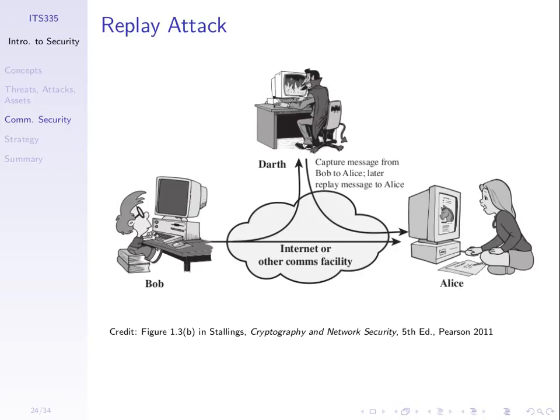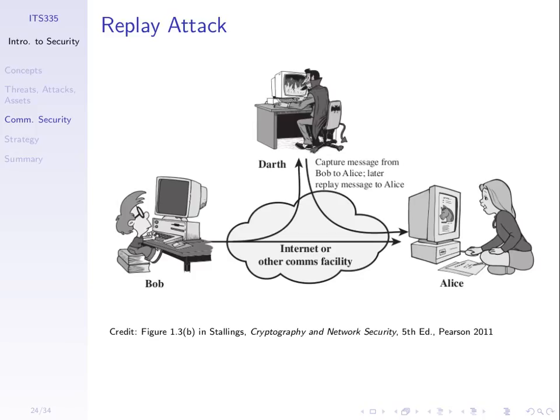When that message was sent, Darth intercepted and kept a copy of the message. And then next month, Darth takes that copy and just sends it on to Alice. So Alice receives a second message a month later saying, please give Darth a pay rise of 10,000 baht. But it's actually a replay of the original one. The second one didn't come from Bob. It was replayed by Darth. The result is that Alice increases Darth's salary by too much. So we intercept a message and some time later send an identical copy of that message on.